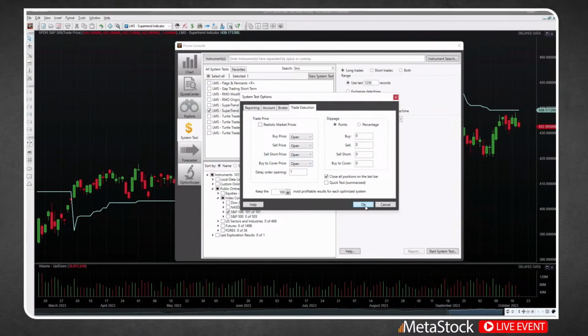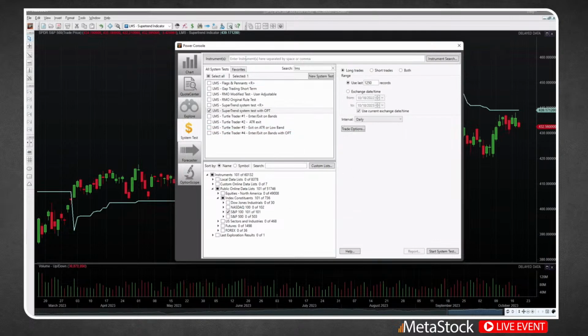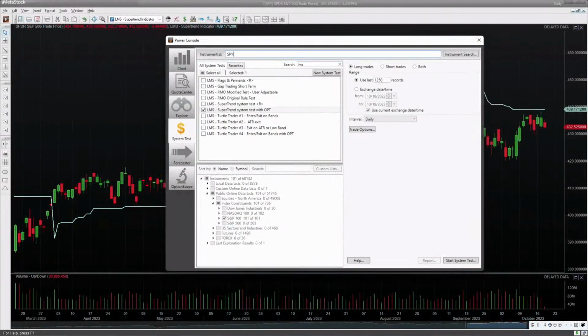So what that's going to do, let me go ahead and get this started here, because this is going to take just a minute. I'll just put in the SPY here. Oops, SPY, okay. And then I'll start it down here at the very bottom.